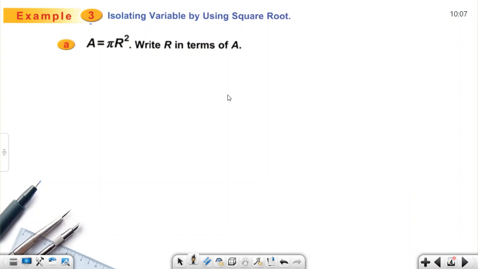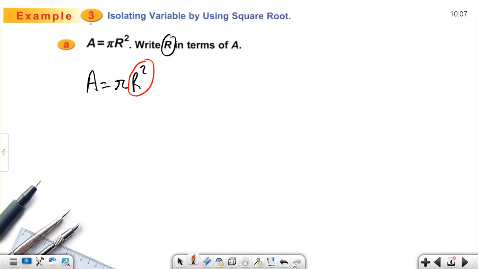Let's continue what we have. Area is equal to pi times r squared. This is the rule, if you remember, for the area of a circle. So it says write r in terms of the other. Just be careful here because r has a square, so this is together and we cannot simplify it.